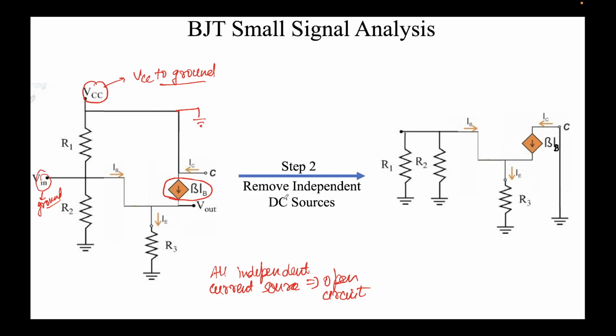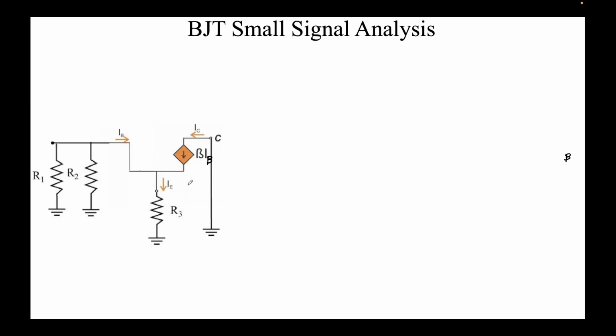So I'll reiterate that removing independent DC sources means all independent voltage sources to be grounded, just like VCC, and all independent current sources to be open circuited. There are no independent current sources. This is a dependent current source, so nothing will change over here. And this is the circuit that we had. Now, in the third step we'll put a test source.